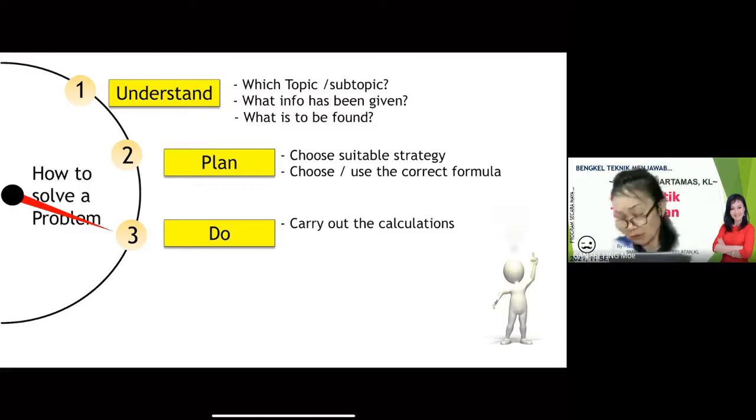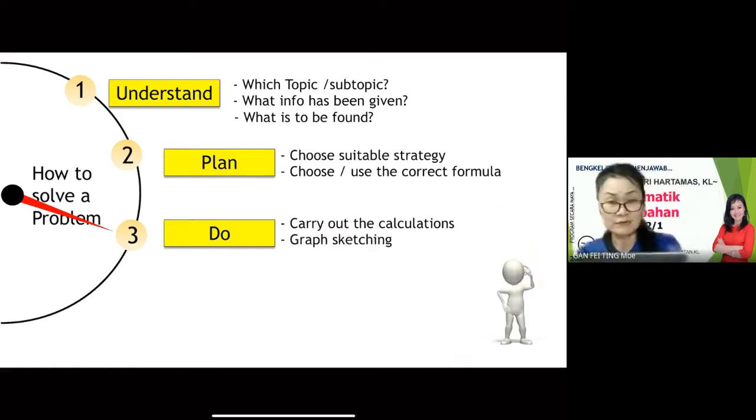When you want to carry out your calculation, make sure that you are very good at the basics of linear equations. When I say basic linear, it includes factorization, it includes expanding, and it includes BODMAS as well. These are the basics in order for you to carry out the calculation. The calculation here doesn't mean that you use the calculator to press the keys. You must know how to rearrange it before you come to pressing the calculator.